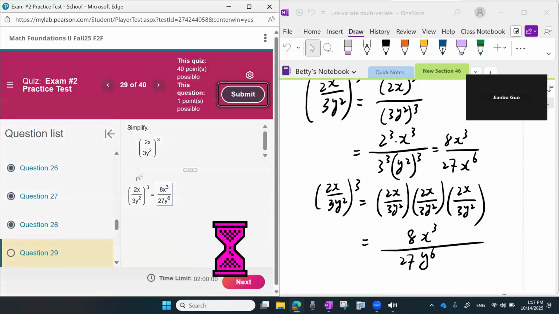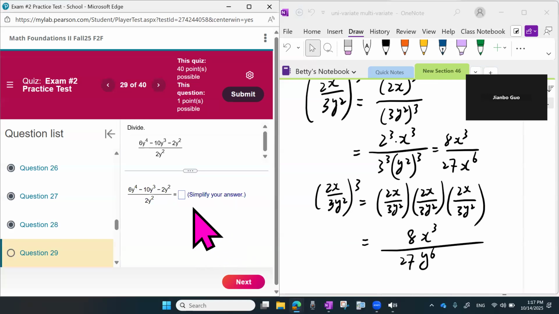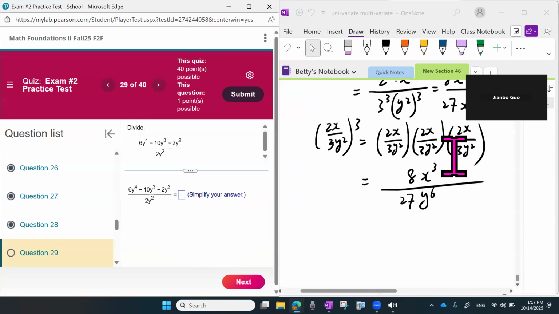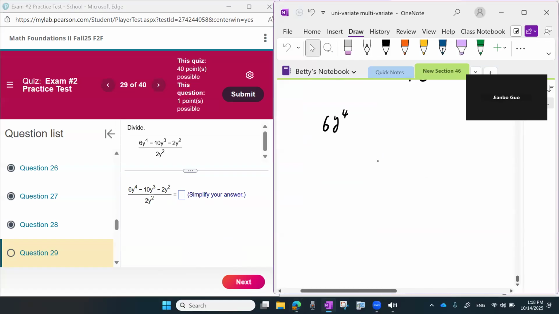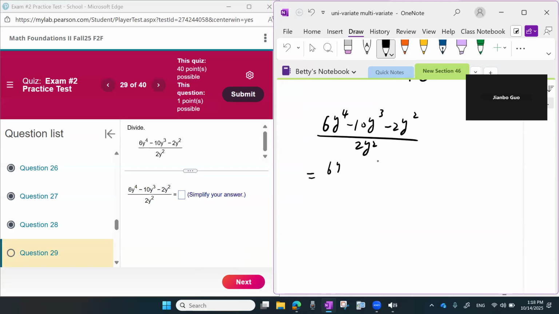Okay, next. Question number 29. Divide a trinomial by a monomial. 6y to the power of 4 minus 10y cubed minus 2y squared, all over 2y squared. Term 1 on top over the bottom, plus term 2 on the top over the bottom, plus term 3 on the top over the bottom. And then simplify each quotient.